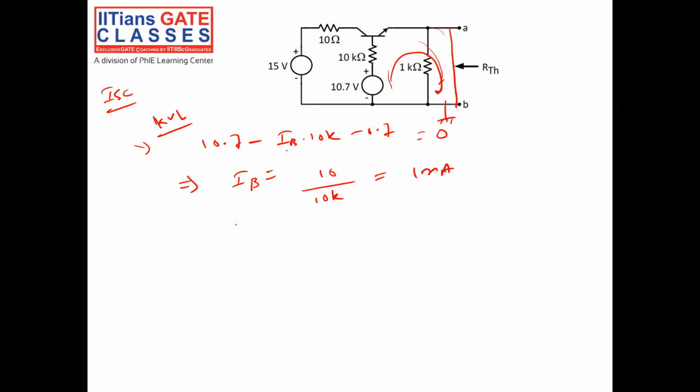So what is IE? IE is 1 plus beta times IB, and IE is nothing but the short circuit current. So ISC is equal to 1 plus beta, 101, into 1 milliampere, which is equal to 101 milliampere. So this is my IE. Now I have to calculate RTH.